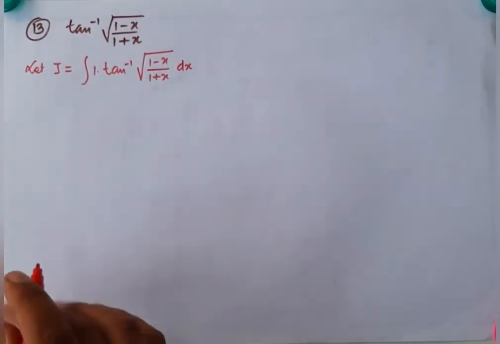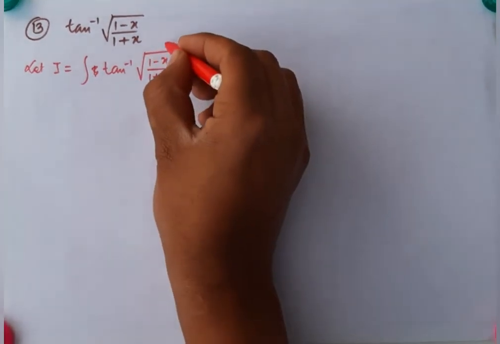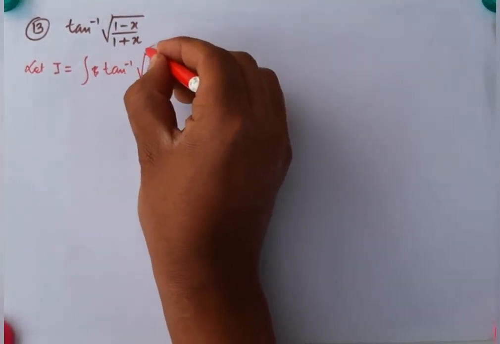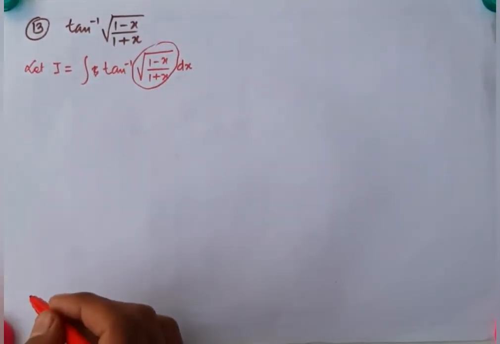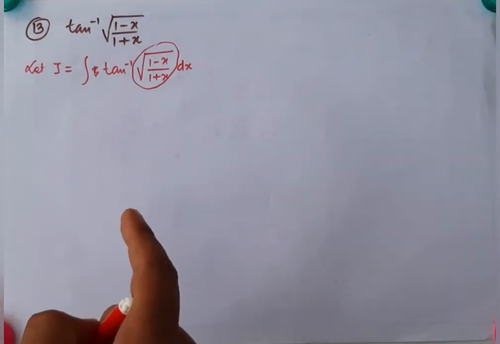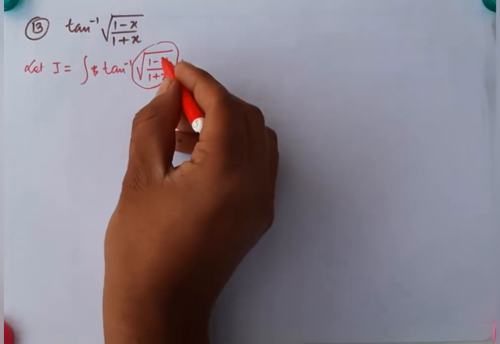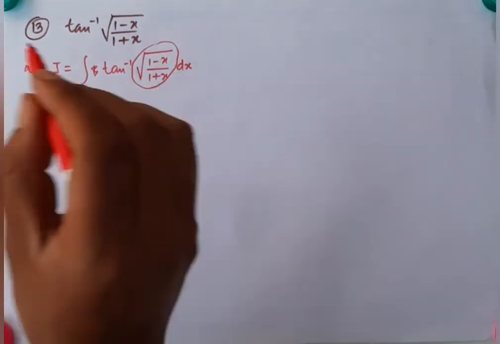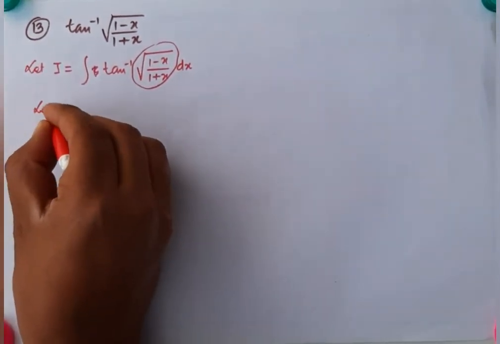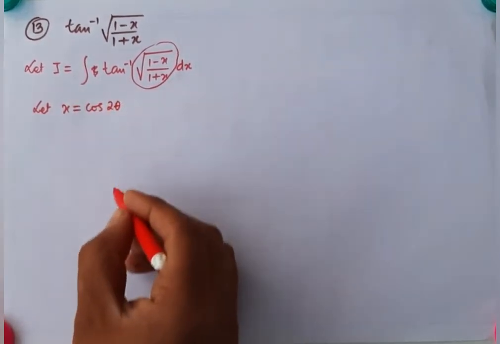Now whenever you have such kind of cases, what you do here is you have to do substitution. You have to substitute in such a way that you have got tan inverse here, isn't it? So this becomes tan theta. That's what you have to search for. So basically you are substituting the value of x, isn't it? Now if I put x equals cos 2 theta, let's see what happens. So let x equal cos 2 theta.